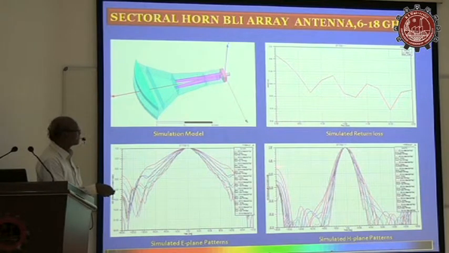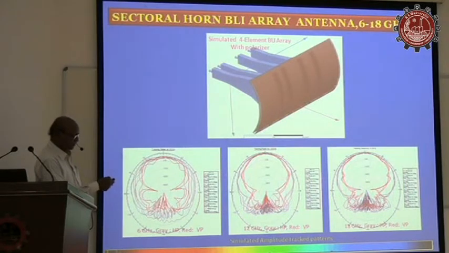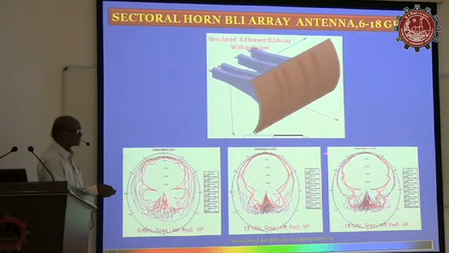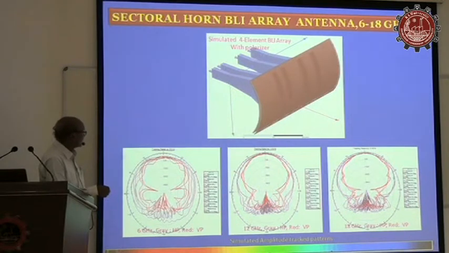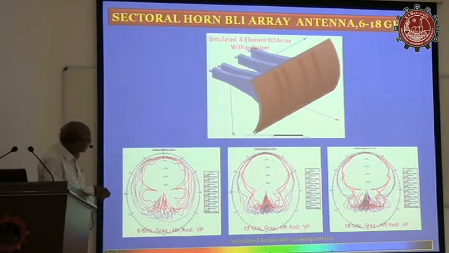These are the simulated patterns. This is the simulated VSWR. And this is the array model. The way we implemented it in practice, we have modeled the same thing with the polarizer and tested and simulated these patterns. Only at low frequency, some issue was there, because of the non-availability of the absorber. Some ripples were there, but from about 8 GHz onwards, it was coming alright.